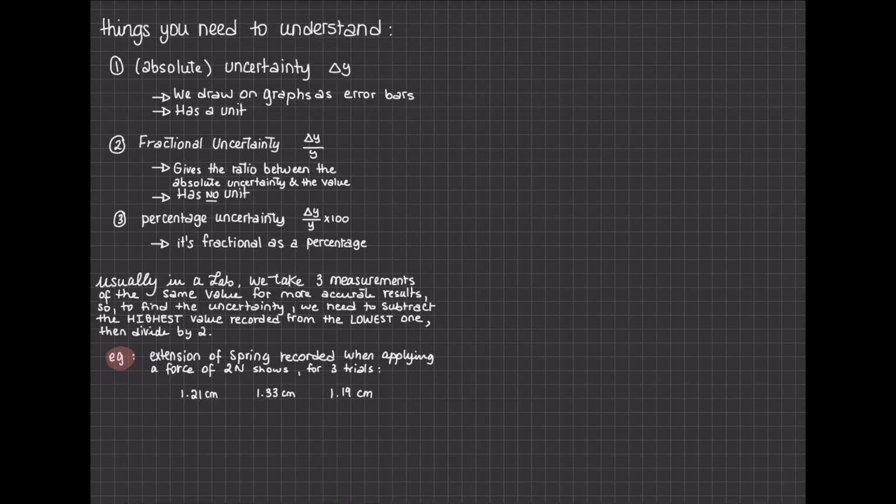Okay? For example, if the extension of a spring recorded when you apply a force of 2 Newton shows 3 trials. So you have the spring and you attach 2 Newton weight to it. You have over here a ruler and you're measuring the extension, and you recorded this extension for 2 Newton 3 times. So in order to find the uncertainty of this measurement, you have to take the highest value recorded, which in this case is 1.33, and the lowest one recorded, which is 1.19, subtract them, divide by 2, and that's the uncertainty of the extension.